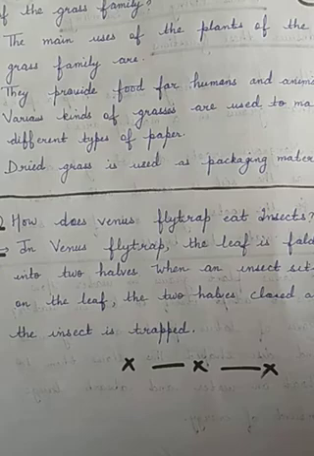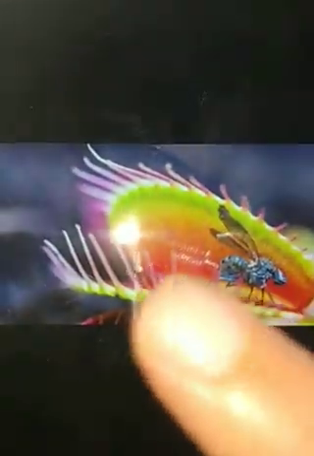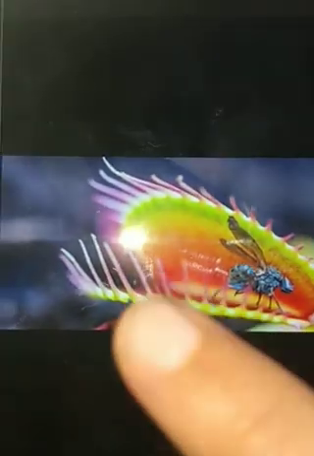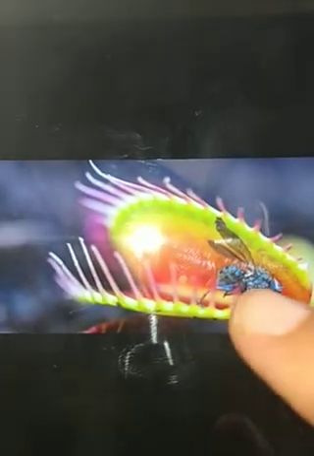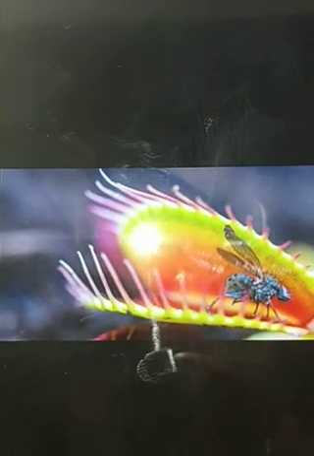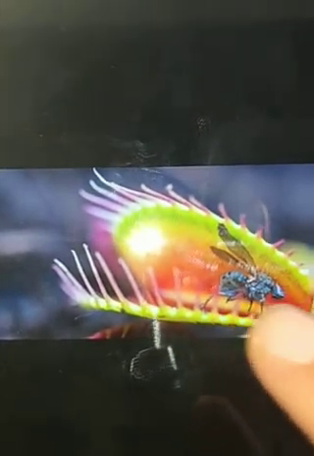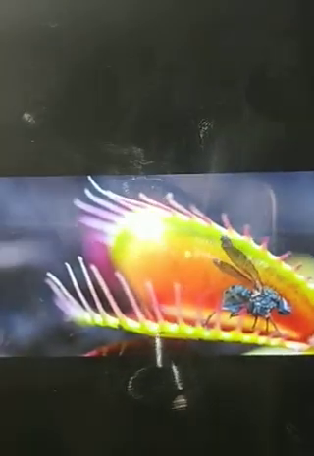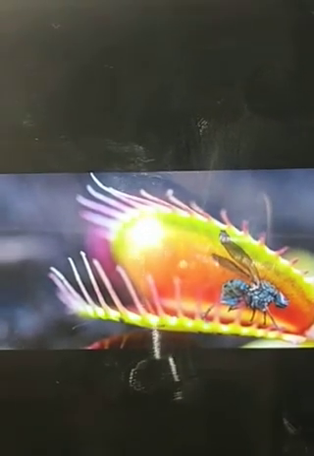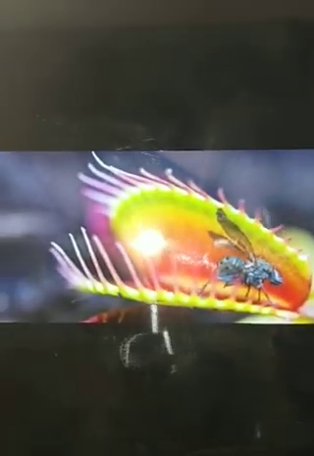I will show you a diagram also. See, in this way there are two halves of leaves. This is one leaf, but it is folded into two halves. This is the first half, this is the second half. When the insect goes inside it, what happens? After some time it closes and the insect is trapped inside, and these types of insects are eaten by the Venus flytrap plant.